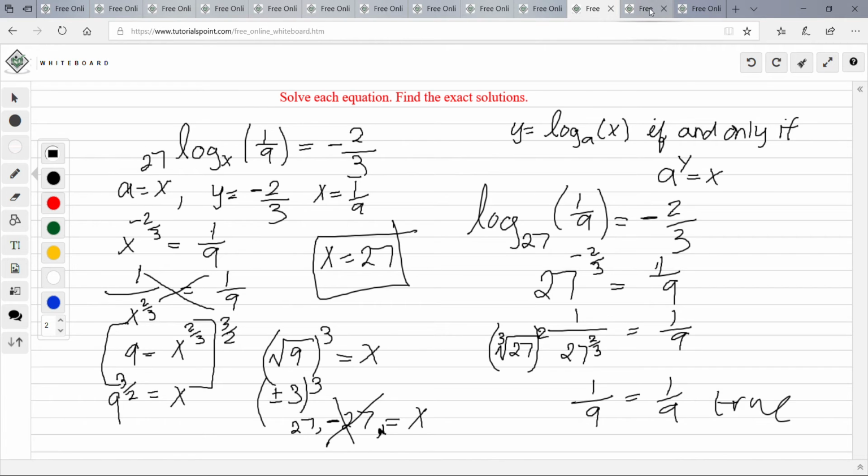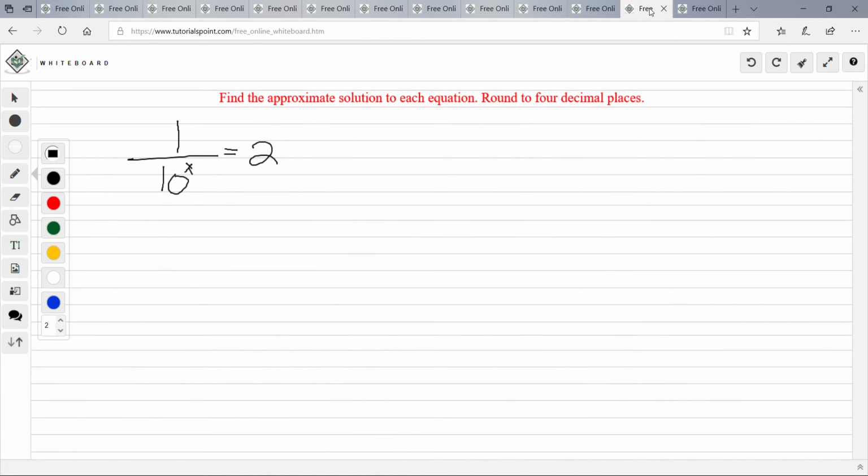Two more, and then we're done. It says find the approximate solution to each equation, rounded to four decimal places. The first step is I'm going to rewrite 1 over 10 to the x as 10 to the negative x equals 2. Our goal is to solve for x.